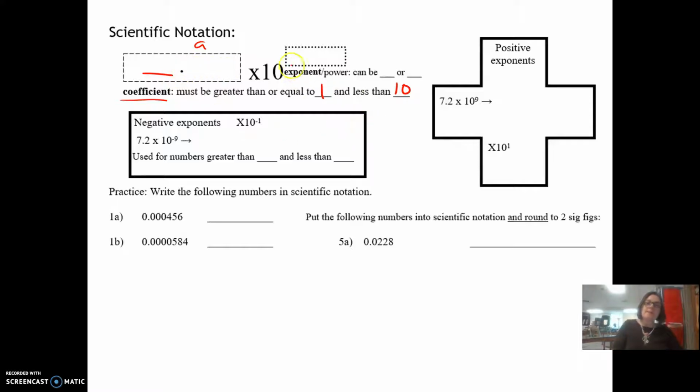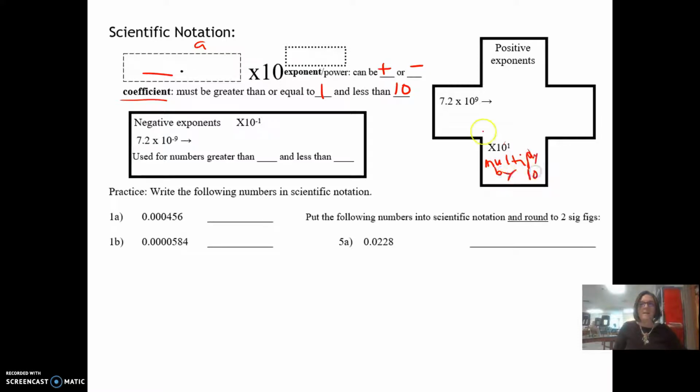The reason why is because this exponent here is going to multiply the coefficient by 10 and move the decimal point one way or another. And that exponent can either be a positive number or a negative number. So I'm going to talk about positive exponents first because they're kind of the easy one. If it's a positive exponent, what that means is you are actually multiplying by 10.